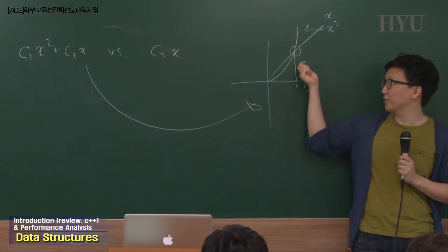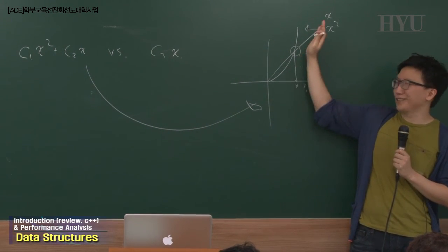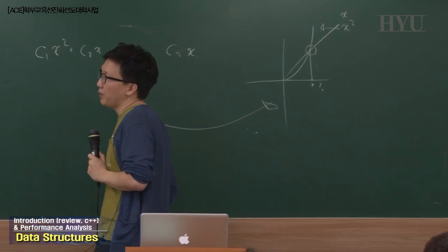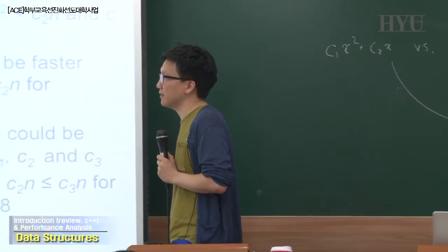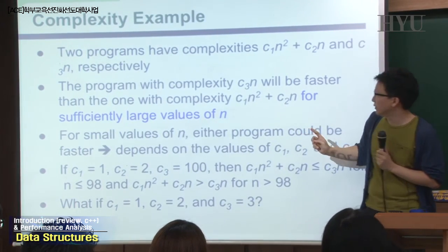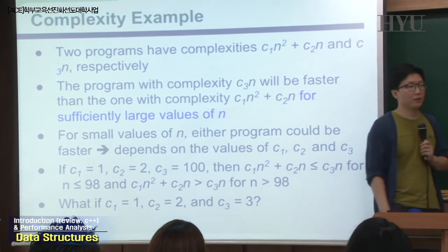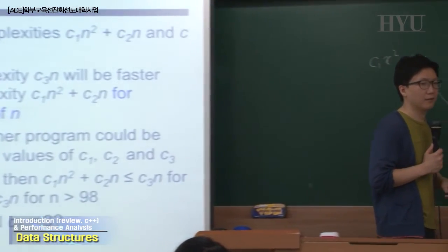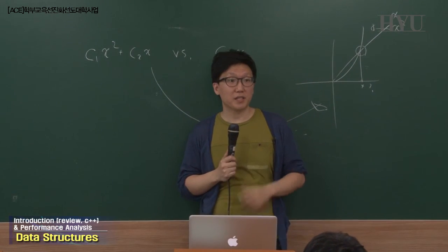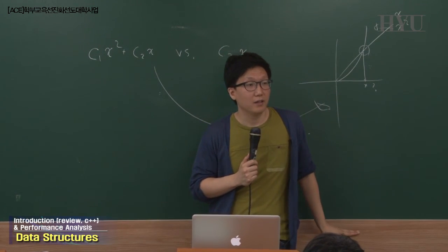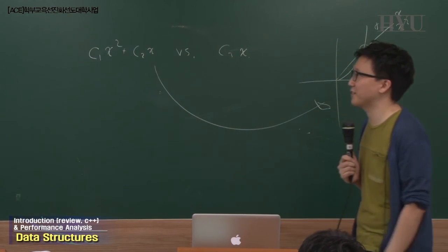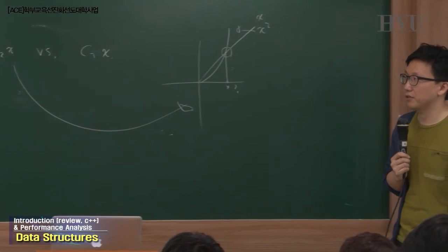If you draw each function into a graph like this, of course the slope will change slightly, but the bottom line is this. The program with the complexity of c3 n will be faster than the one with the complexity of algorithm 1, for sufficiently large values of n. What does that mean? I already drew that here. Linear functions will be much faster for sufficiently large values of n.